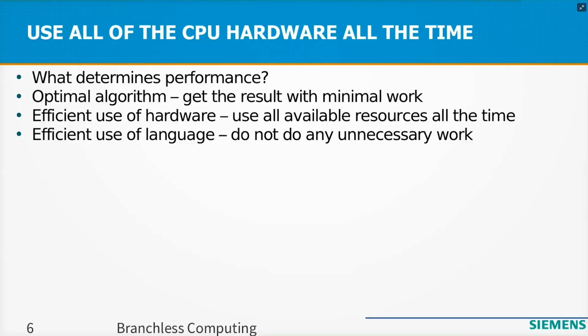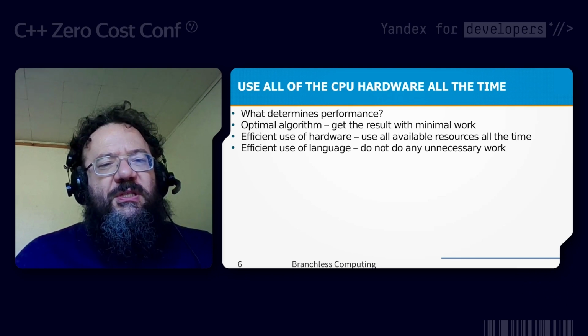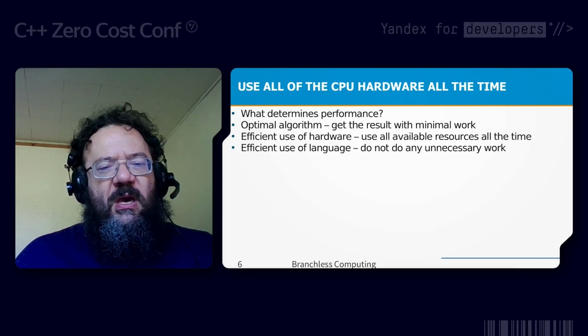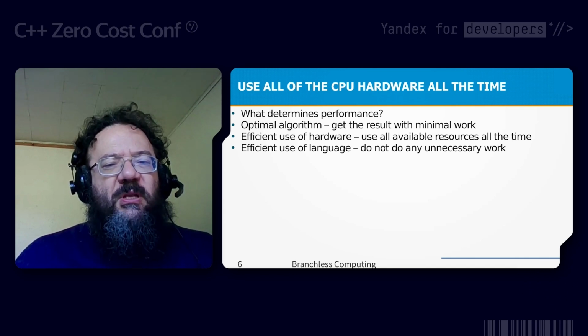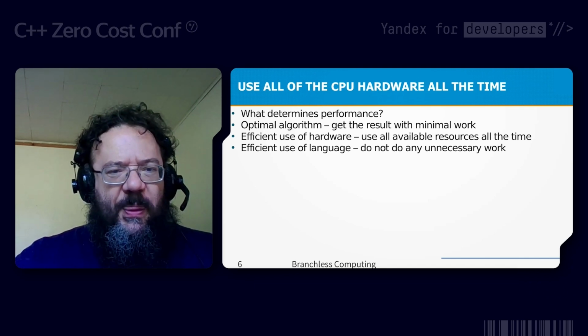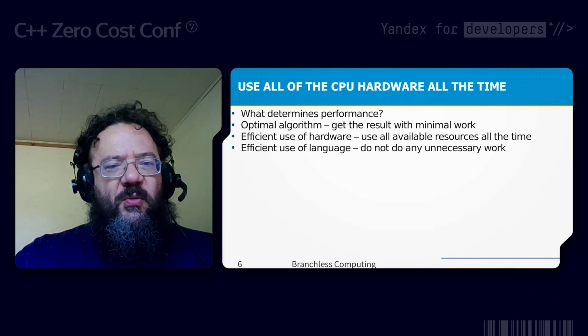What is efficiency in the use of hardware? From the point of view of performance, of course, first of all, you want the optimal algorithm, which gives you the desired result with minimal work. This talk is not about algorithms. After that, the focus is efficient use of hardware. Your computing hardware has computing resources. You want to use all of these resources, or as much as you can, all the time. And the second part is efficient use of your programming language, which is don't do any work that isn't strictly necessary for achieving results. We're going to start with the hardware.